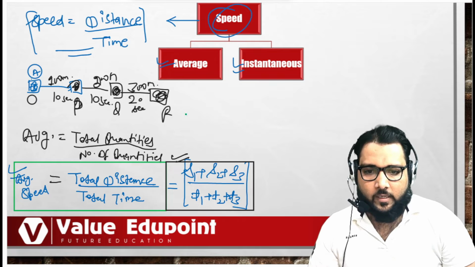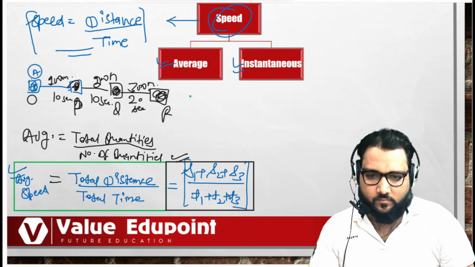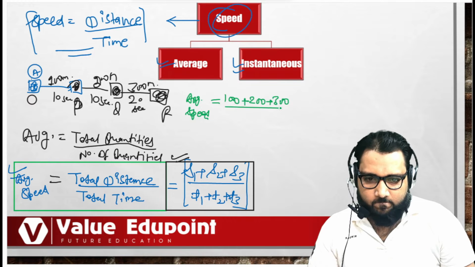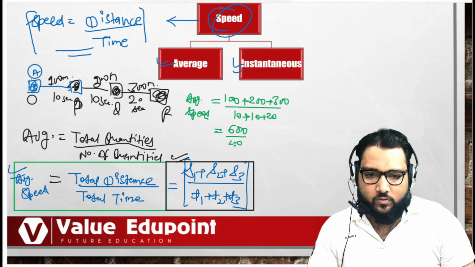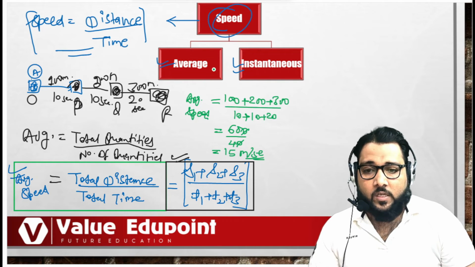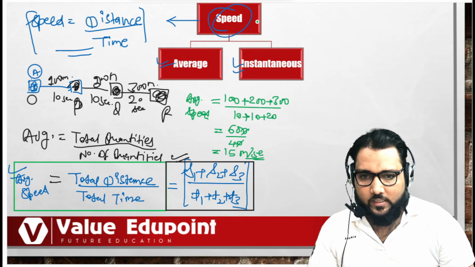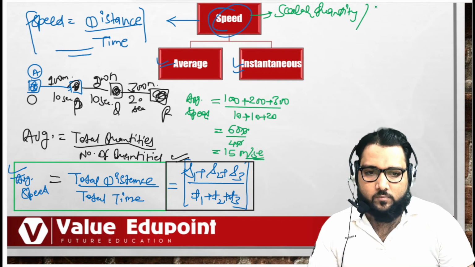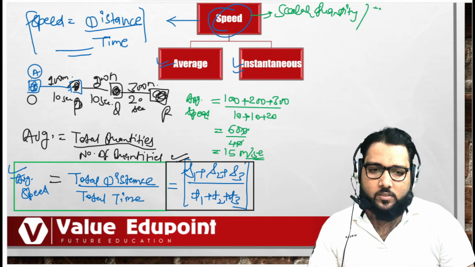So now look at this, guys. In this case, how do you calculate average speed? That is the total distance, 100 plus 200 plus 300, guys, and the time taken is 10 plus 10 plus 20. When you add, that comes out to be 600, and when you add the times, that comes out to be 40, so that comes out to be 15 meter per second. This is the average speed. Again, time is scalar, distance is also scalar, and speed is a scalar quantity, always positive or zero.